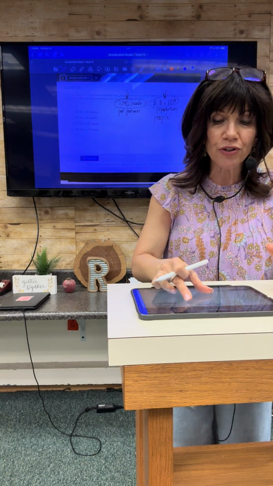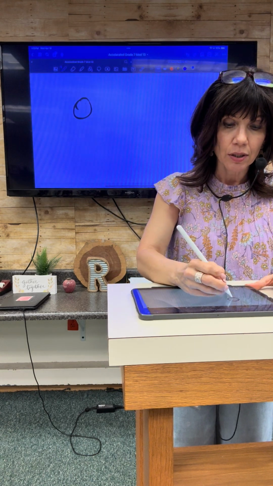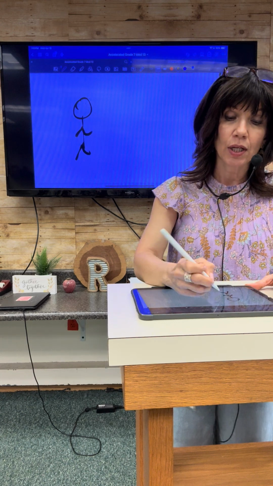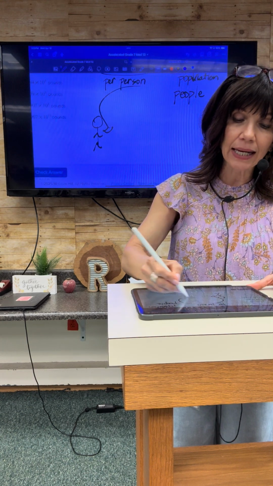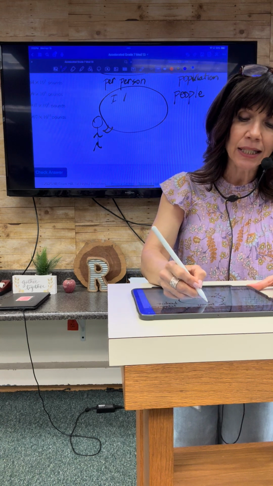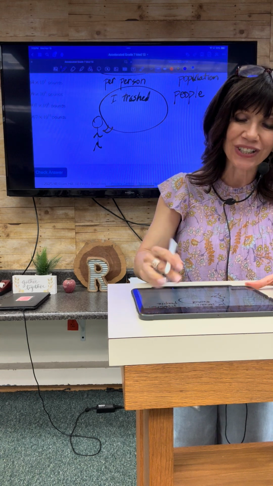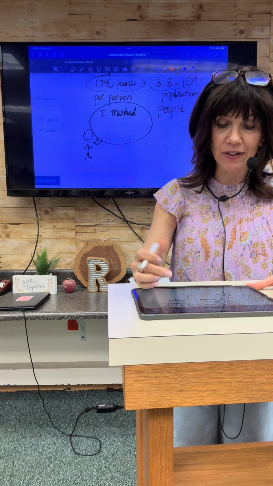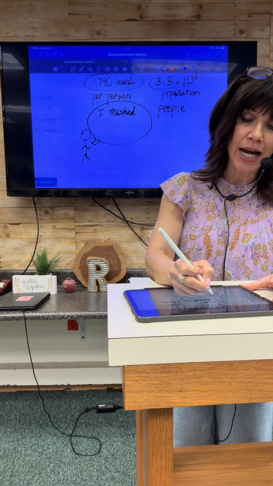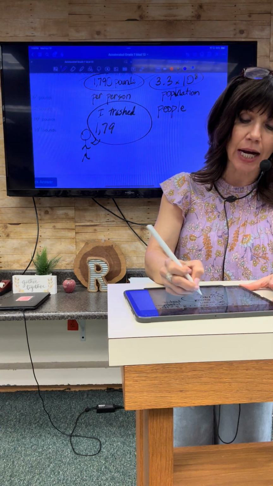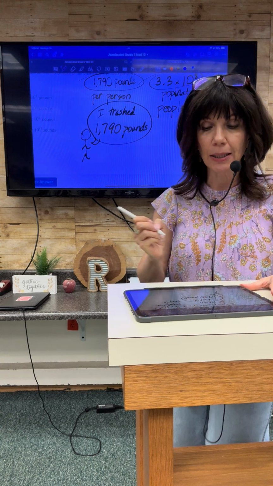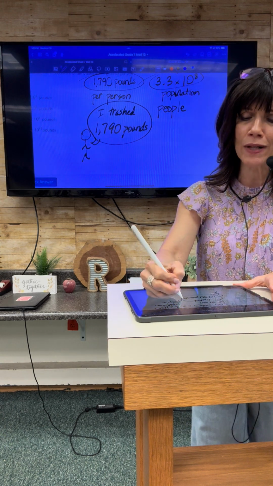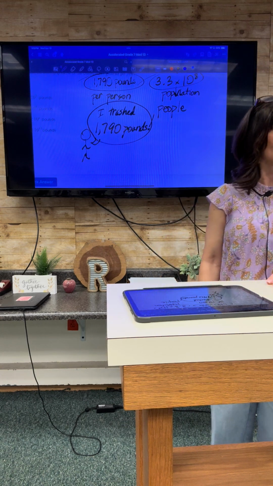All right, so draw yourself a little person. Draw yourself a little person. And show that person saying, I trashed 1,790 pounds. I trashed 1,790 pounds. Hopefully you didn't leave that on the street. You put that where it belonged. Okay, I trashed 1,790 pounds.